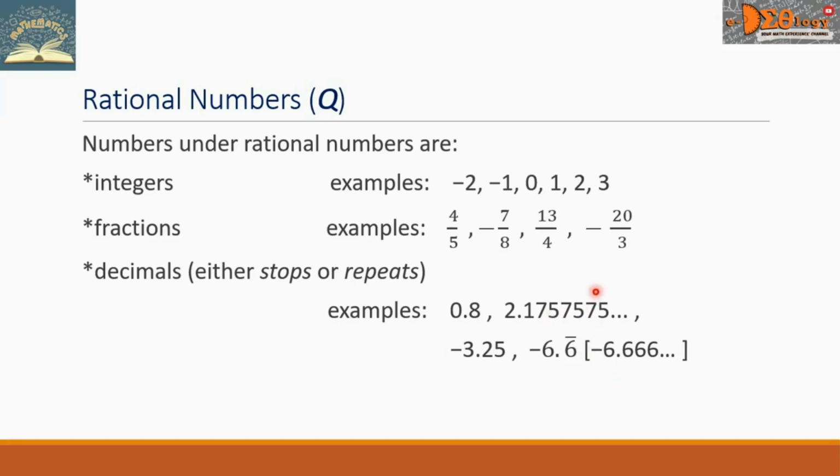Now, in our second example here, 2.1757575 can be written like this: 2.175, and there is a bar on the numbers 7 and 5.